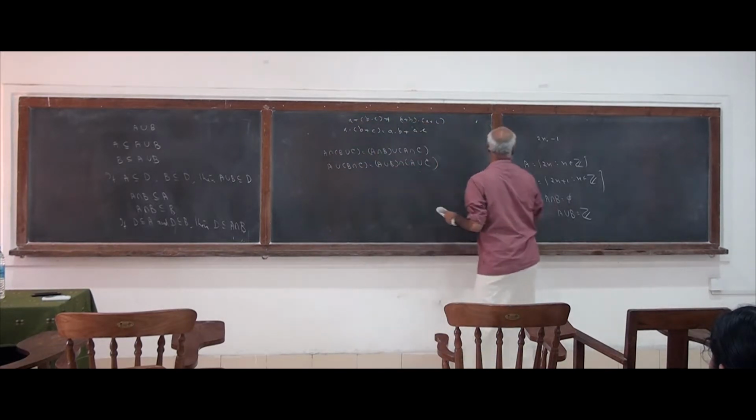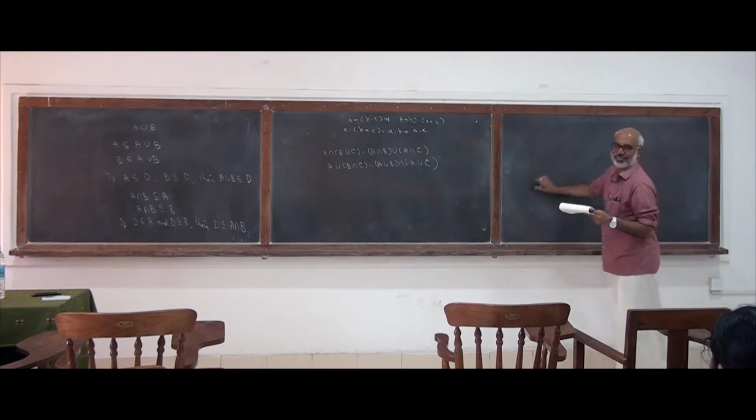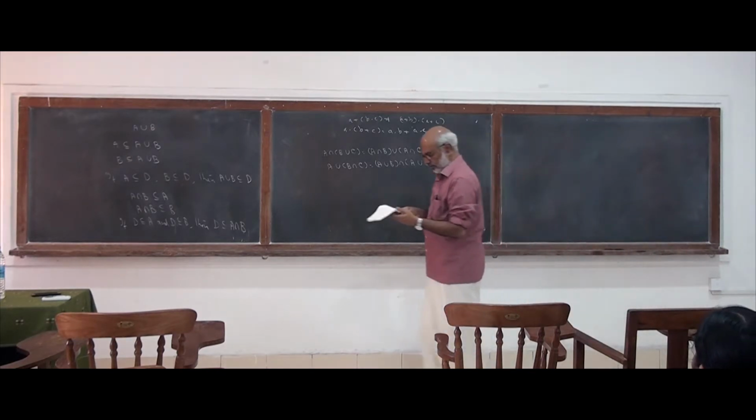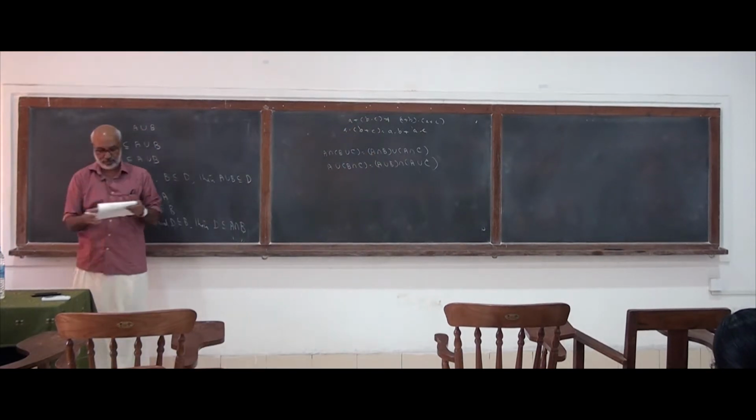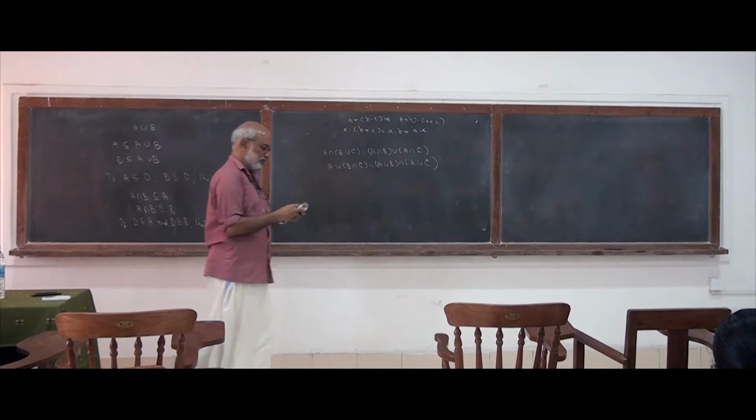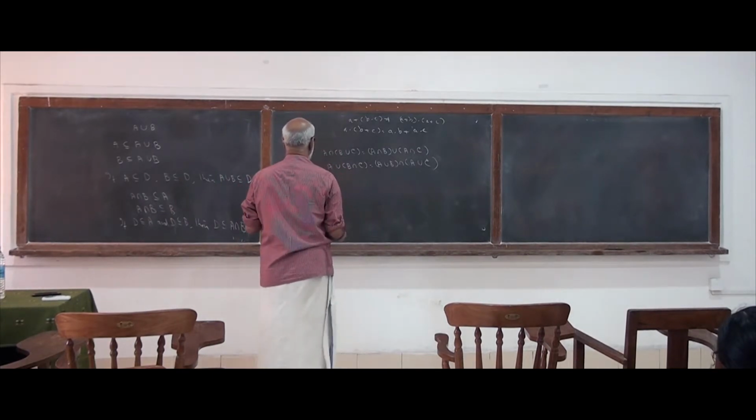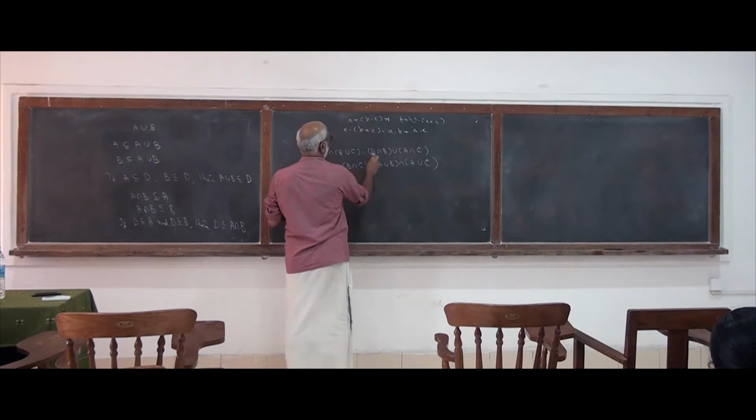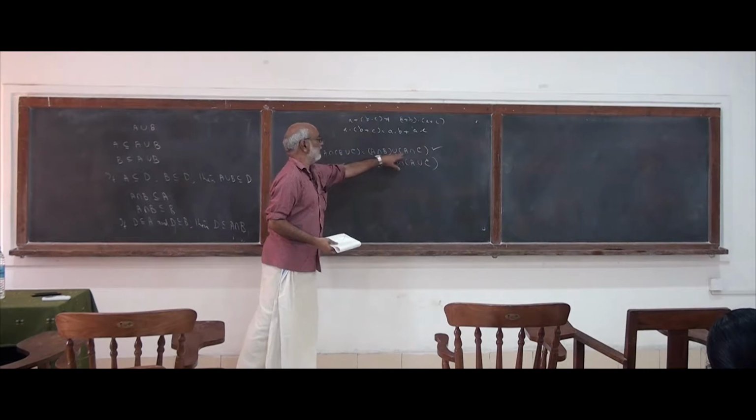Now, how to prove these results? Let me take one of them, the first one. In order to prove this, I want to prove that this is a subset of this and this is a subset of this.